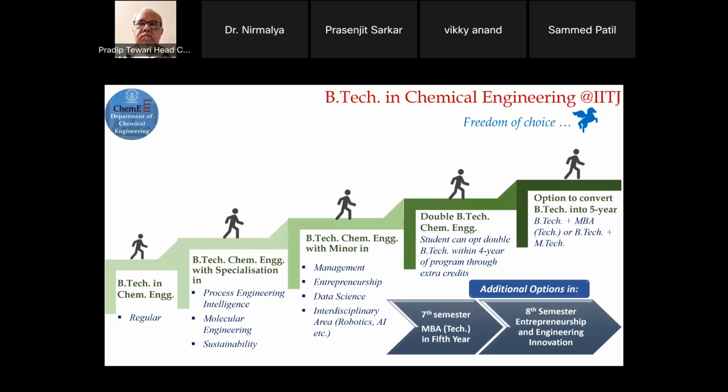Right? That's your basic chemical engineering. Okay. Now we allow you to do specialization. So in your third year onwards, you can do chemical engineering specialization, and we have three major specialization topics. That is process engineering intelligence, molecular engineering, and sustainability. So what is process engineering intelligence?